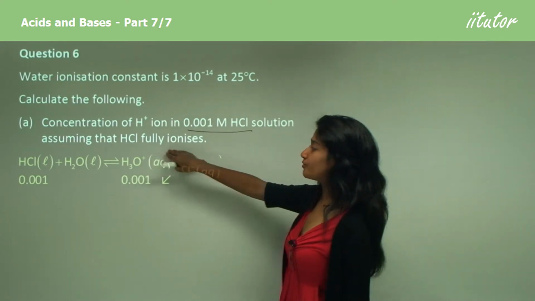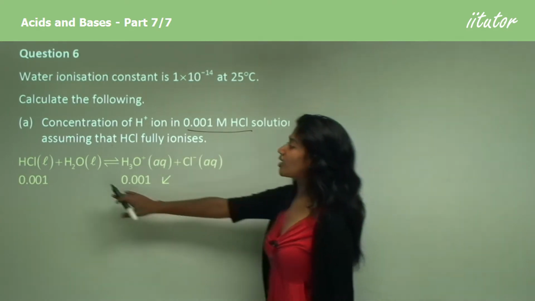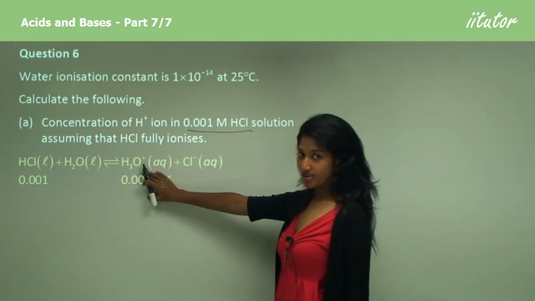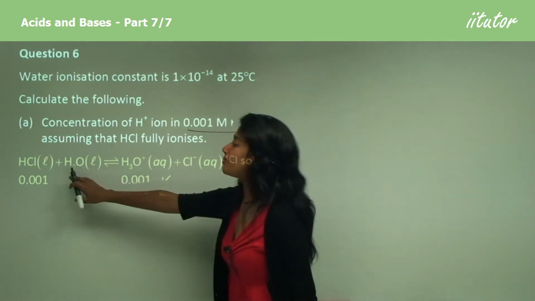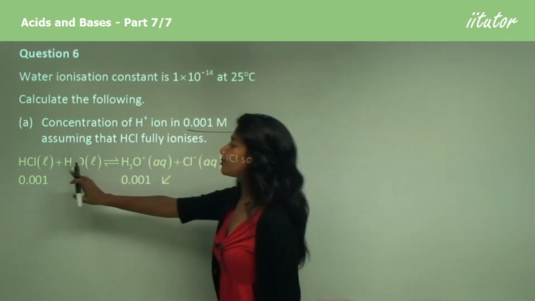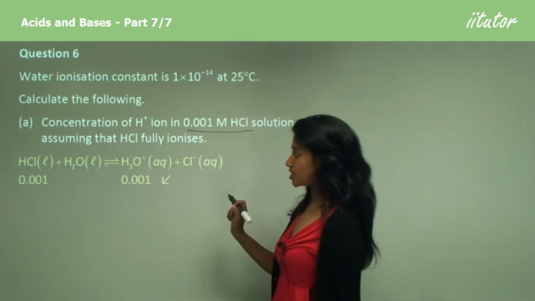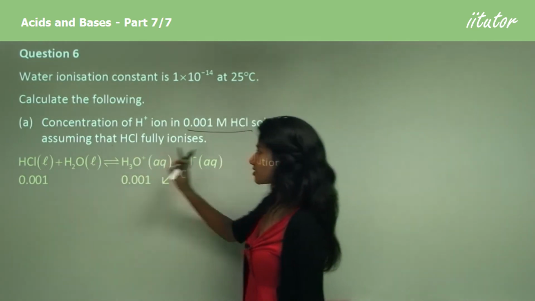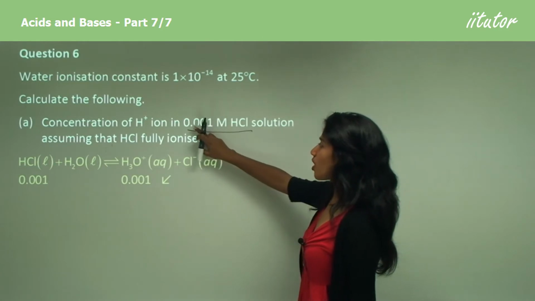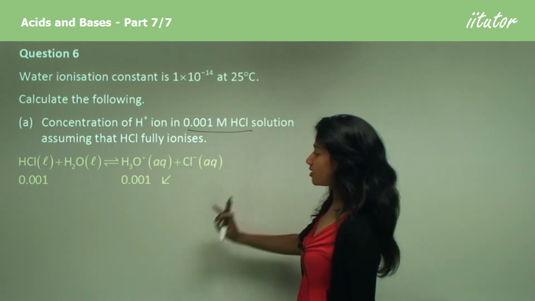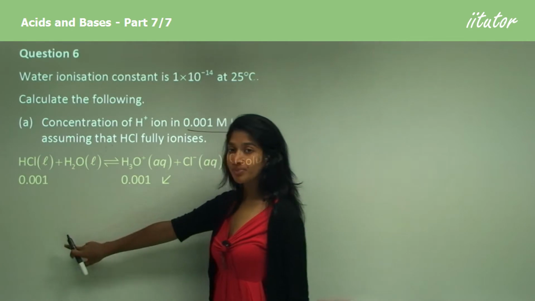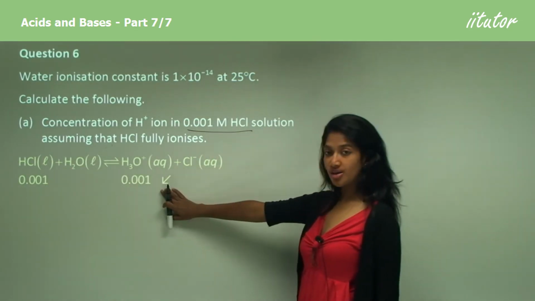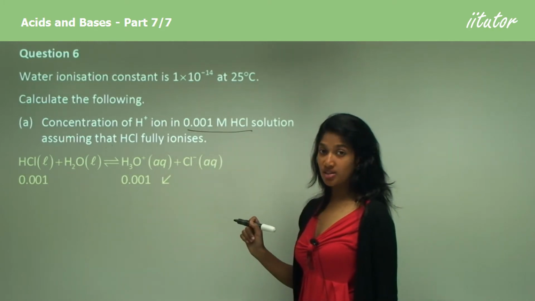Now, because we know it fully ionizes, we know that all of the HCl here would ionize to produce hydronium ions. Again, we would balance the equation, and when we have the correct coefficients, in this case all of the coefficients are 1, we would write down the concentrations. So the concentration of the HCl is 0.01. Since it's a 1-to-1 ratio, the concentration of the hydronium ions are going to be 0.01.